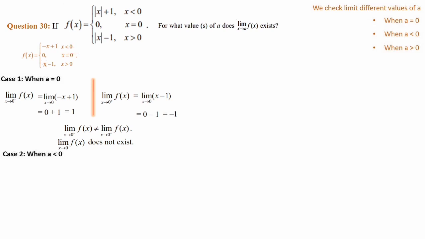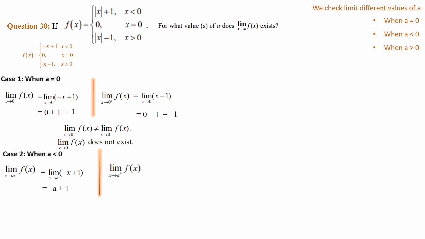X less than 0 means this is the function we are going to take, that is limit x tends to a minus of f of x. Here the main condition is a less than 0, which means this is the function we are going to take: minus x plus 1. That is equal to limit x tends to a minus of minus x plus 1. Directly we can replace x by a, that is equal to minus a plus 1.